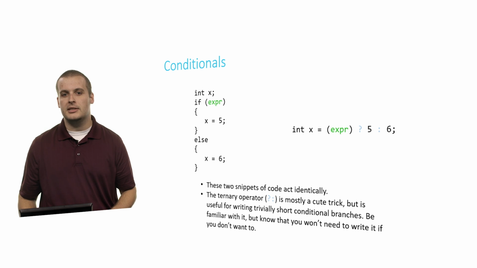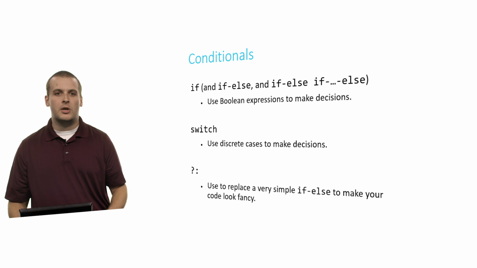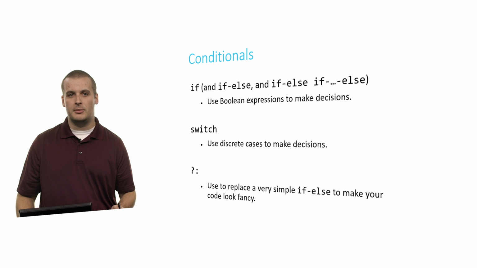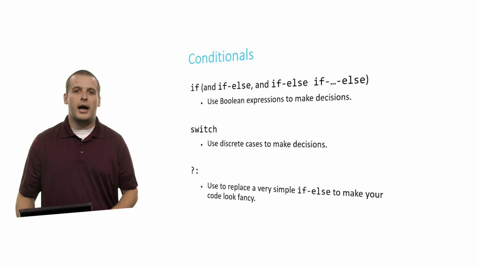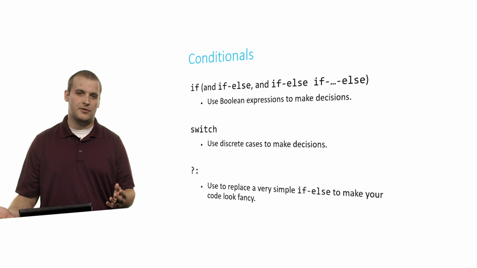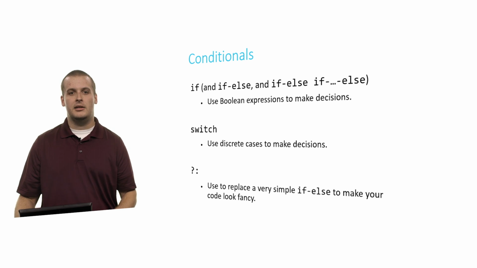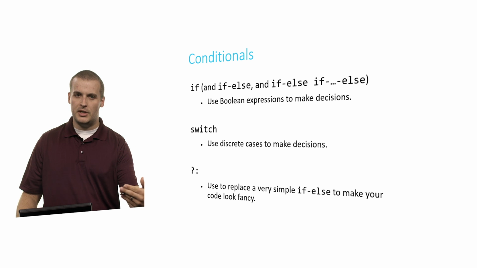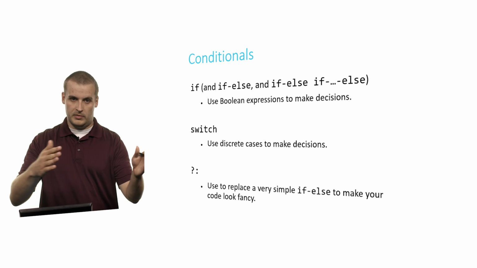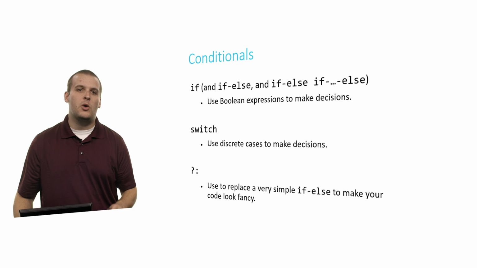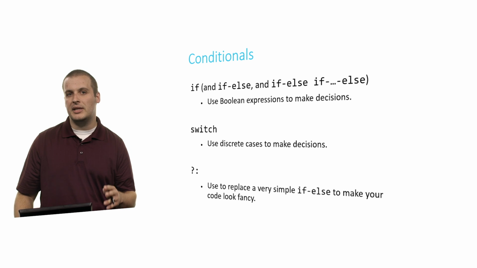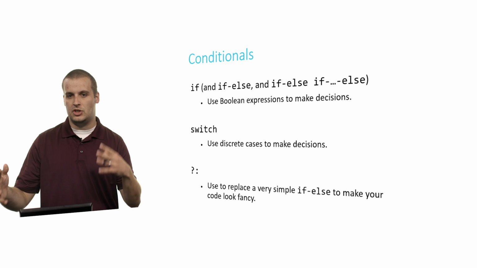So a quick summary on what conditionals are and what the options are available to you in C. You have if and if-else and if-else-if, etc. You can use Boolean expressions for those to make decisions. With switch statements, you use discrete cases to make decisions. You explicitly say, if it's 1 or if it's 2 or if it's 3, I'll do this thing or this thing or this thing. And question mark colon can be used to replace very simple if-else branches or if-else chains to make your code look a little fancy.